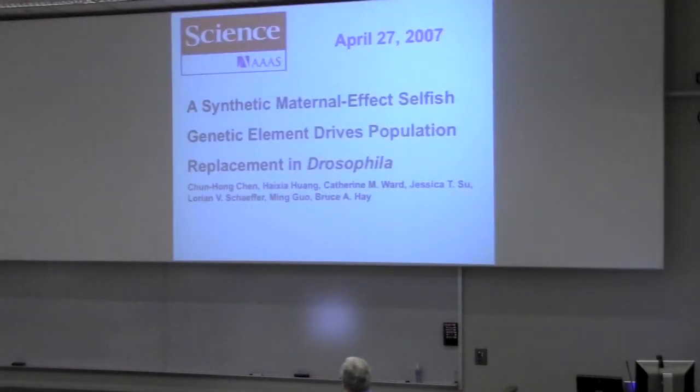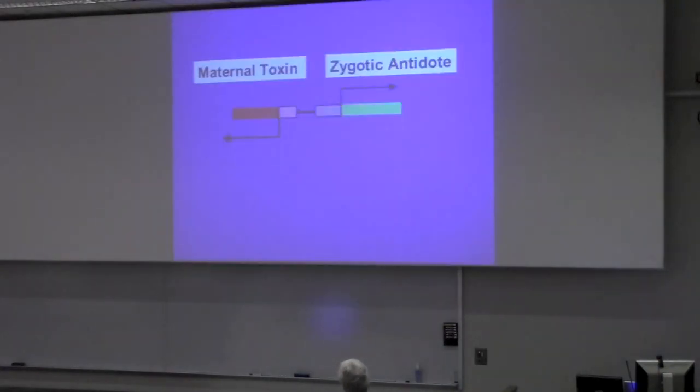But in the meantime, Bruce Hay and his group at Caltech, he was working on apoptosis. He said, gee, you know what? I can build this. And so he did. And he built a synthetic form of Medea, and did this in Drosophila.